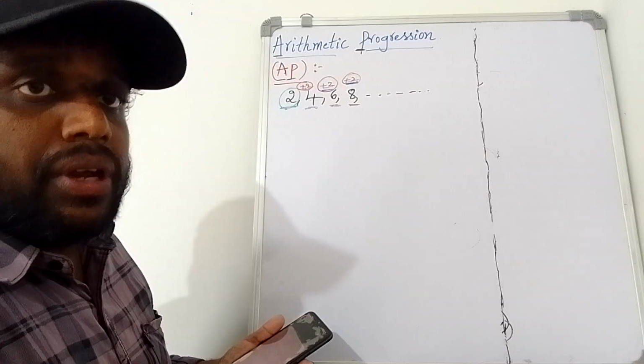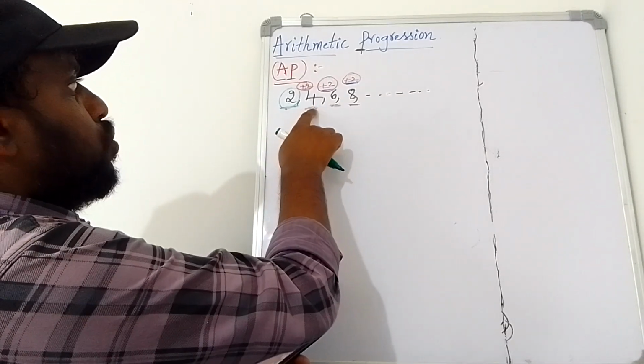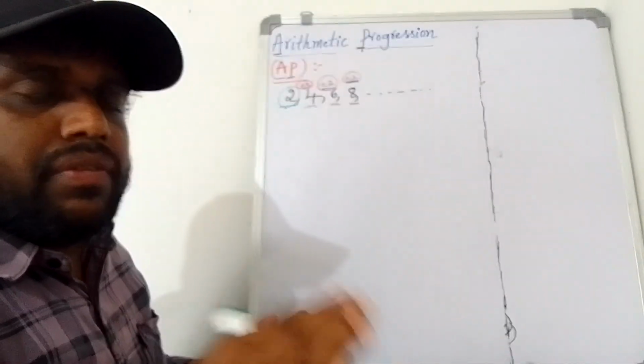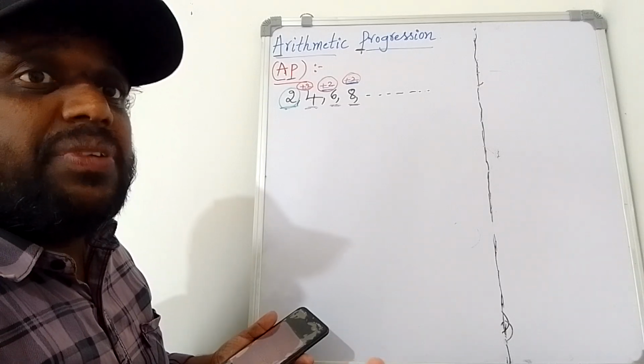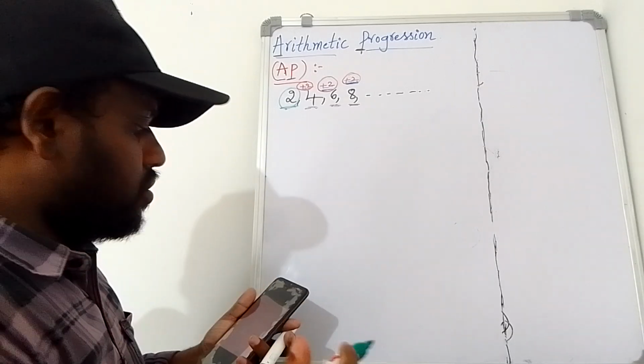I use the term previous term, right? Like for 4, 2 is the previous term. Previous term we also call the preceding term. Preceding term, both are the same.